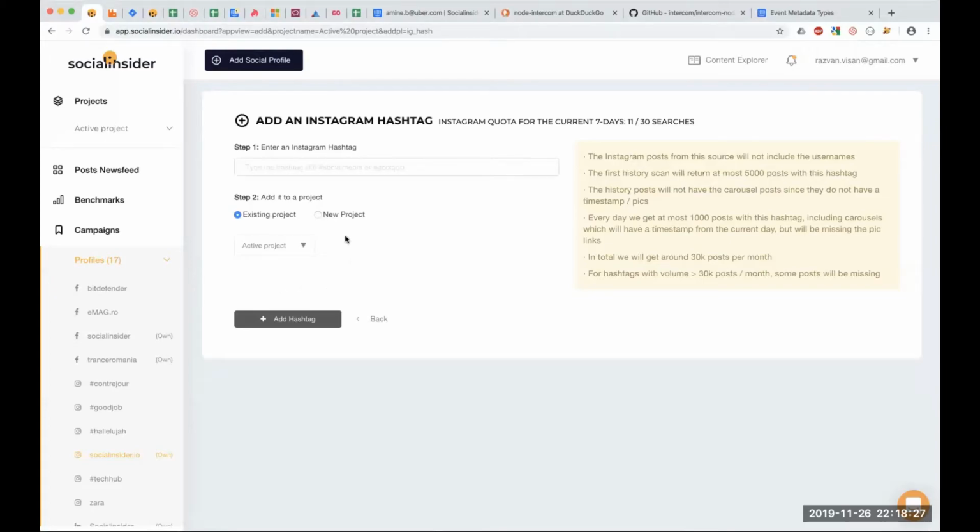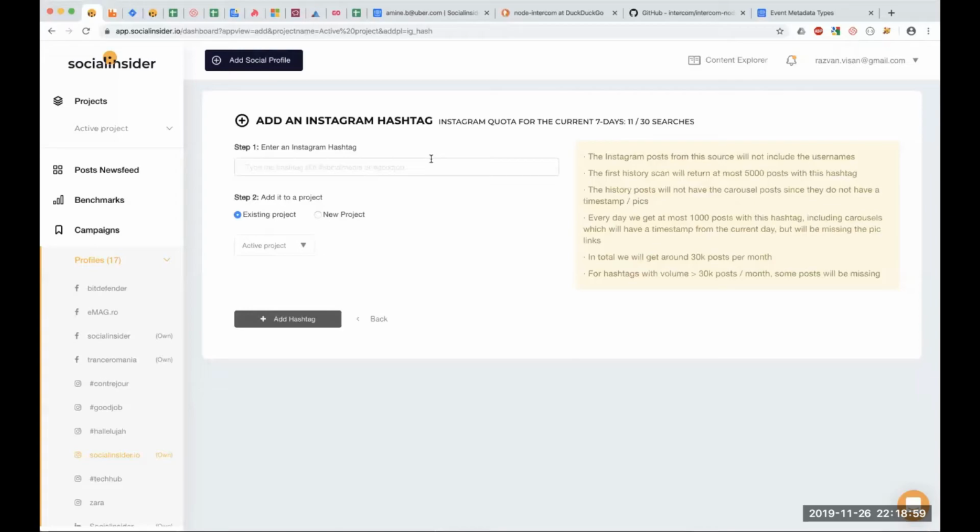First thing, when you add a hashtag, what's going on? We ask the Instagram servers, okay, give me all the posts that you have for this particular hashtag, and these posts come from two different sources. The first source is called recent media. That's the posts with that hashtag from the last 24 hours. And that's okay, we can have that.